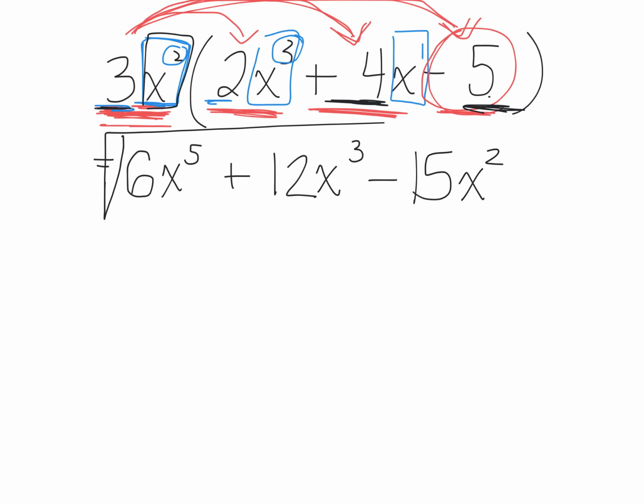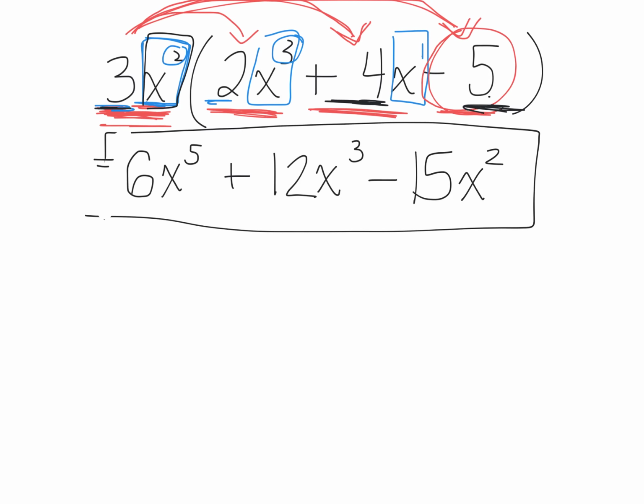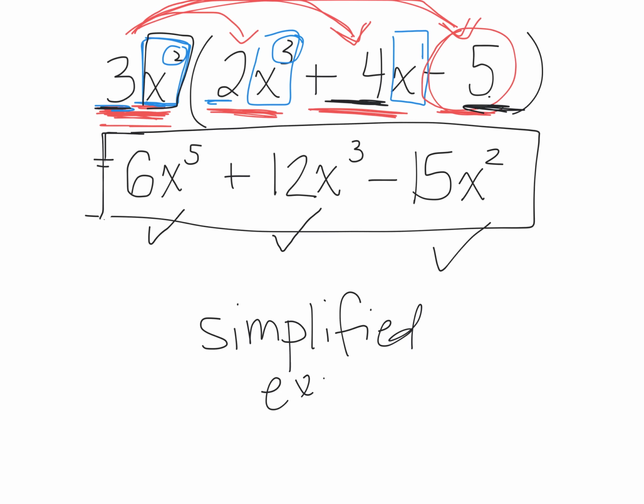And is this simplified? Can I add 6x to the power of 5 plus 12x to the power of 3? Can I add those together? No, why not? They don't have the same exponent. Remember we did this last week? If they don't have the same exponent, they're not like terms. This is to the power of 2, so this is it. We're done. This is simplified. This is the simplified expression. This is the shortest we can make this.